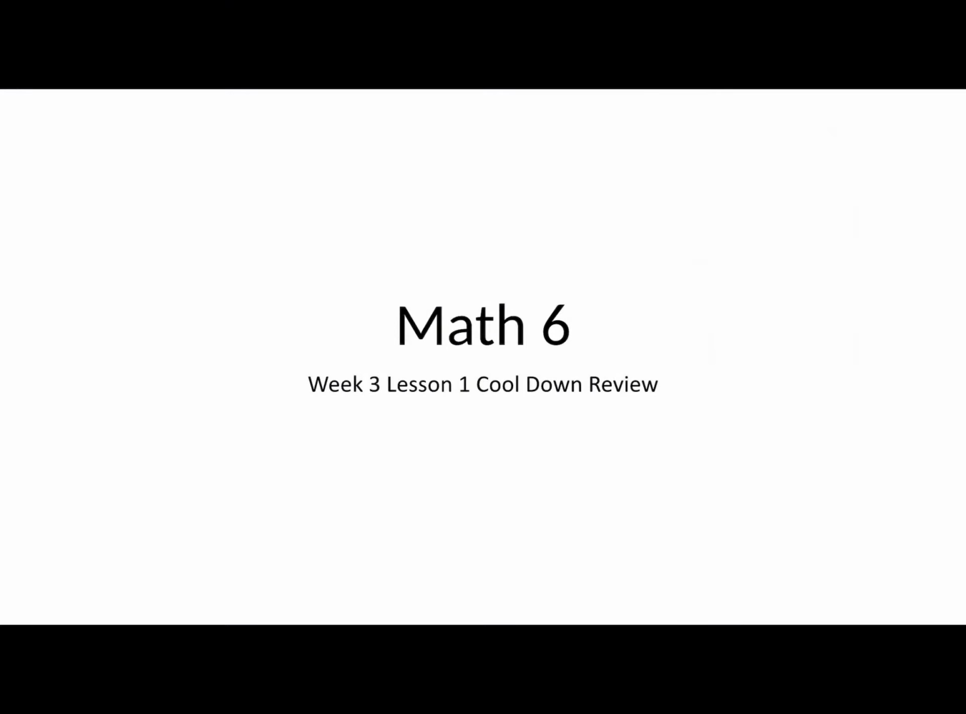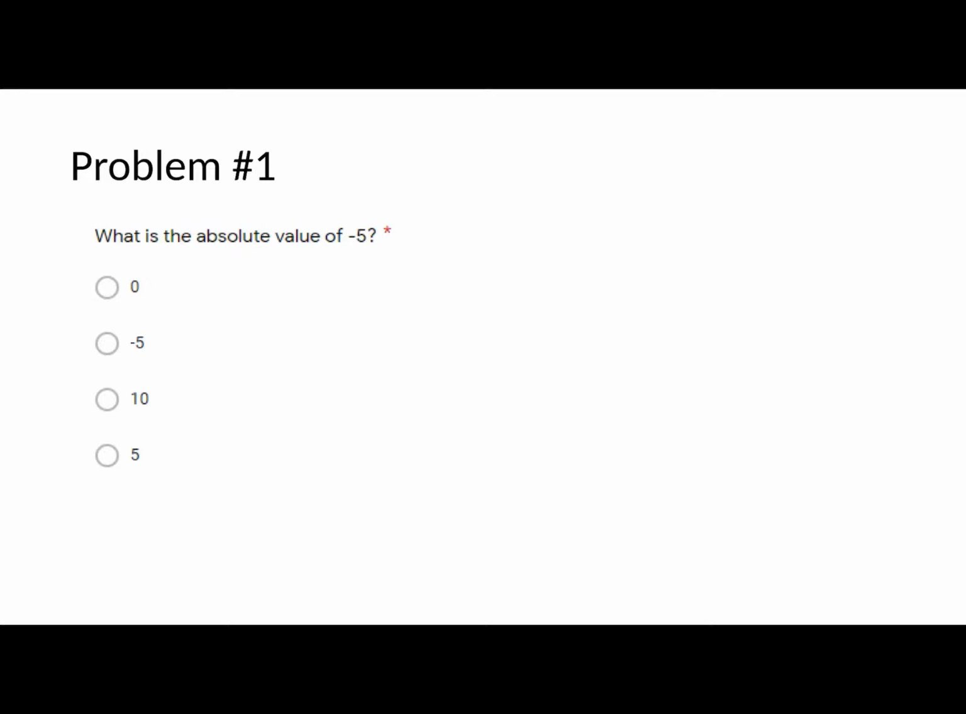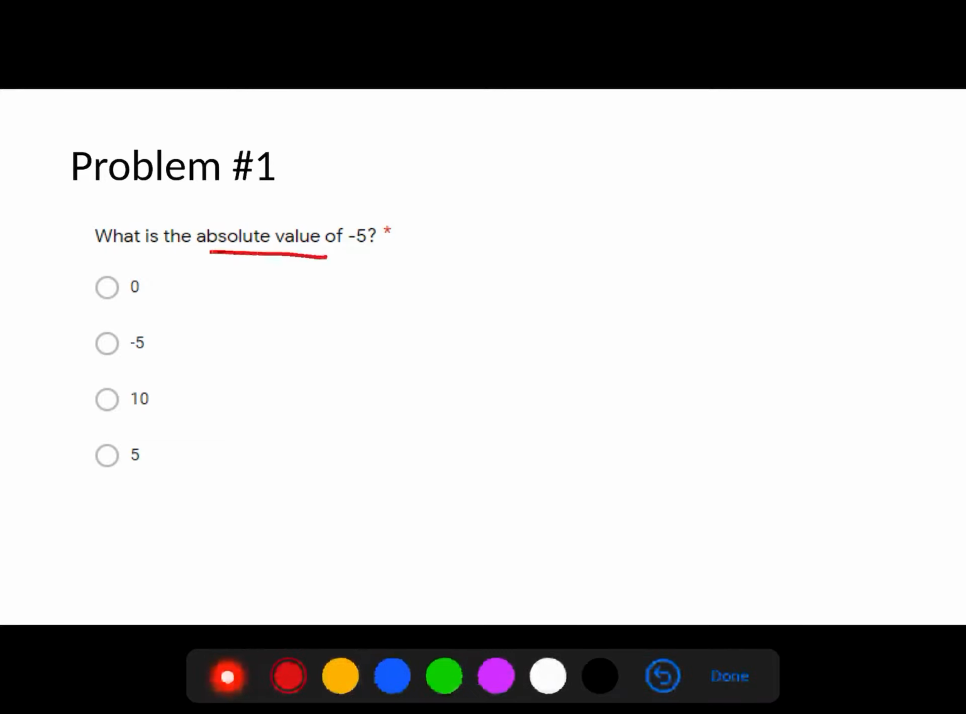All right, so we're going to go over the cool down from Tuesday, lesson 1 from this week. And that was question number 1. What is the absolute value of negative 5? Remember, absolute value means that it's the distance away from 0.